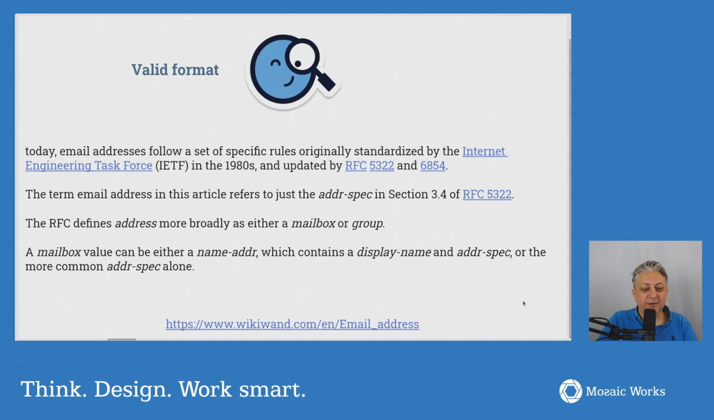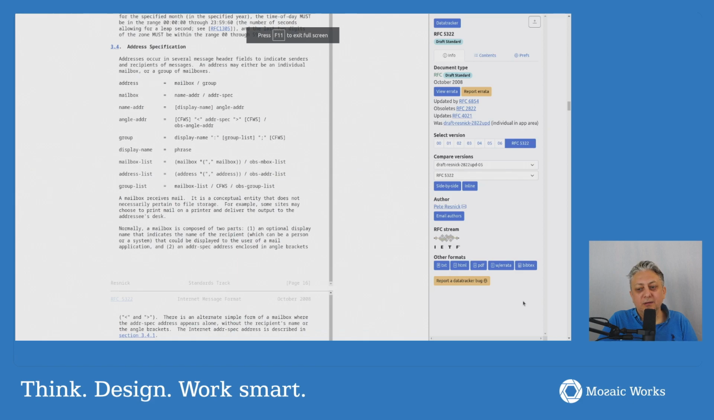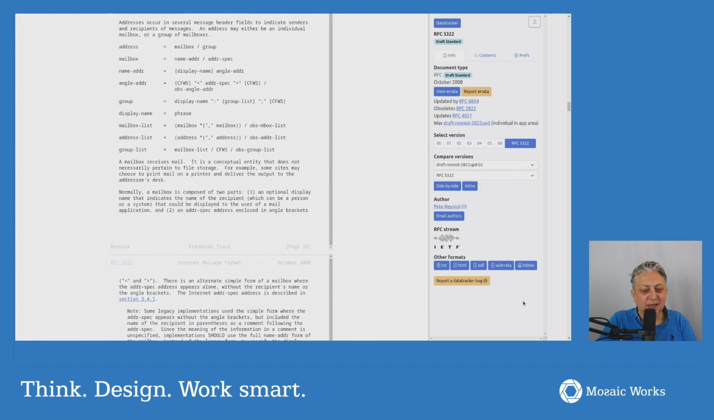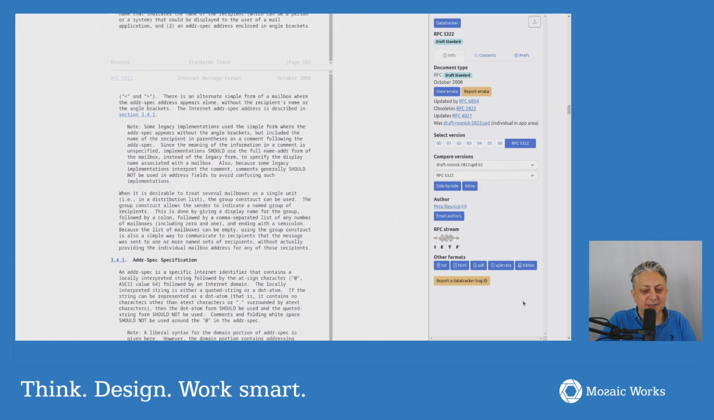The RFC defines address more broadly as either a mailbox or group. A mailbox value can be either a name address, which contains a display name and address spec, or more commonly address spec alone. I'm pretty sure this has become quite boring. And if you look at the 3.4 section in the corresponding RFC, what you see is a lot of things that look like legalese. All right.